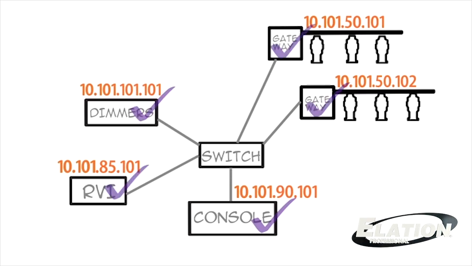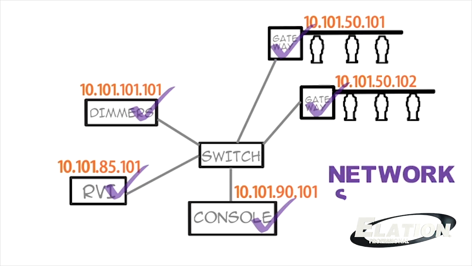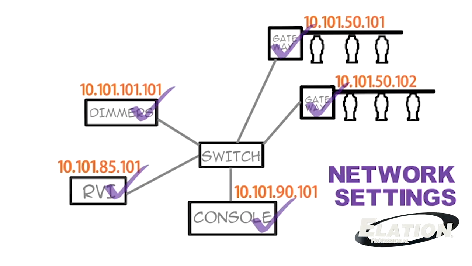So how do I know what a device's IP address is? And how do I change it if I want to? Typically, the IP address can be found in the settings for the device. Lighting consoles, dimmer racks, gateways, remote processors, all network lighting gear has settings dedicated to networking. Usually you can find and change the IP address there.